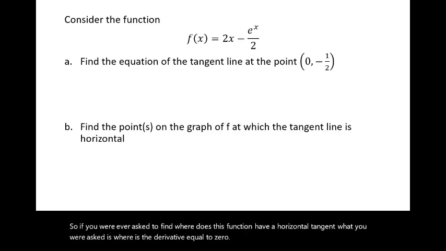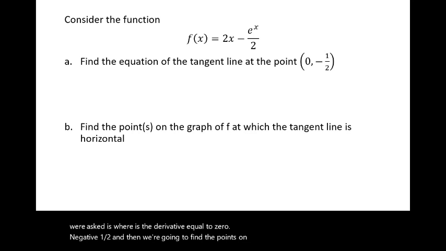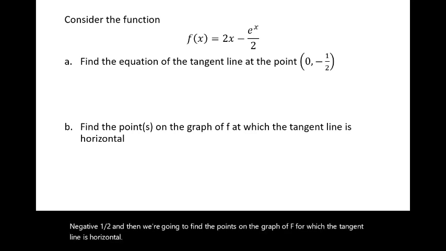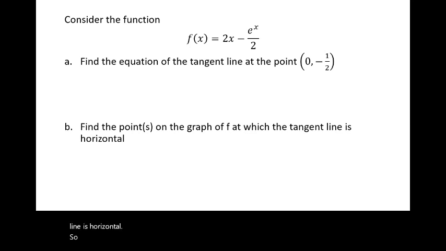So let's take this function here. We have 2x minus e to the x over 2. We're going to find the equation of the tangent line at the point (0, -1/2), and then we are going to find the points on the graph of f for which the tangent line is horizontal. So first, finding the equation of the tangent line.